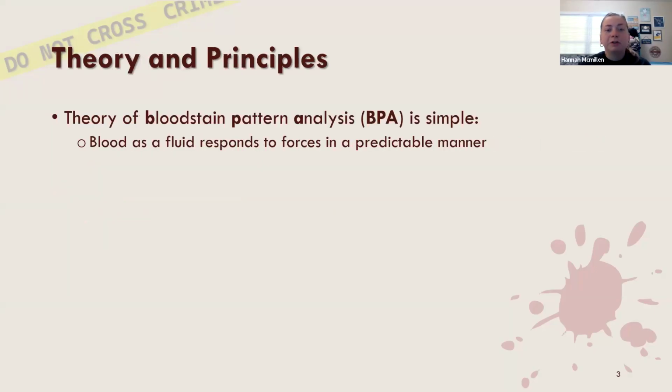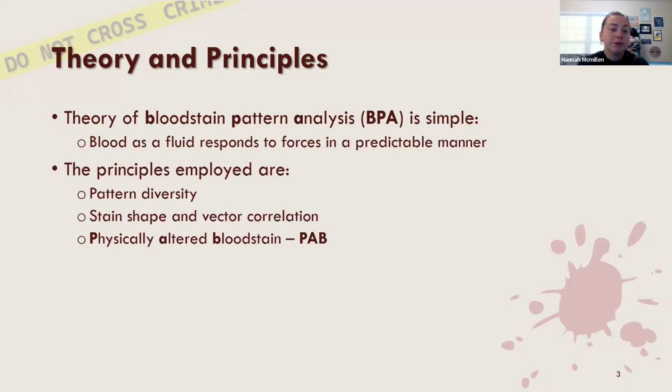So starting off with the theory and principles, the theory of bloodstain pattern analysis, or BPA, is pretty simple because blood as a fluid responds to forces in a predictable manner, right? So you apply a force to any type of object or blood that might have already come out of someone or something, then it's going to respond just like how we would expect per everything that you might have learned in physics. So the principles that we employ are pattern diversity, stain shape and vector correlation, and also physically altered blood stains, or PABs.